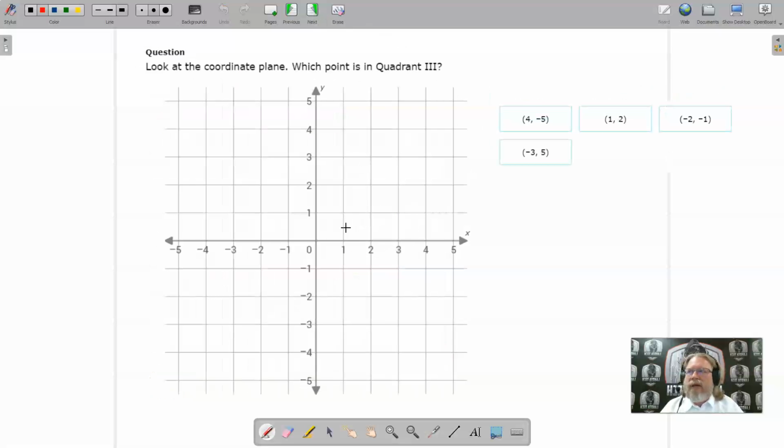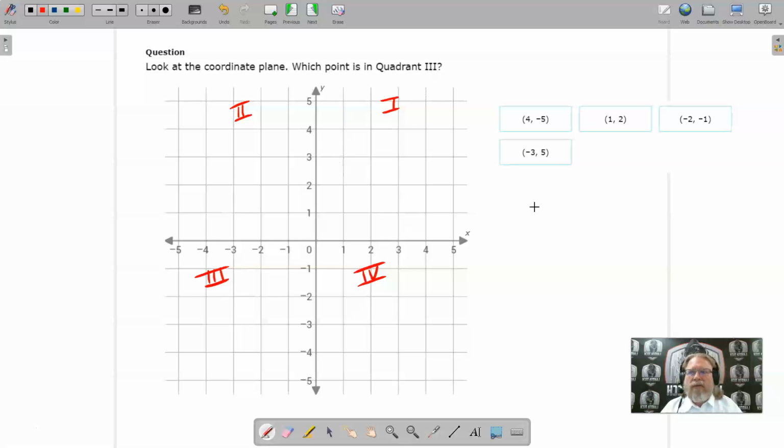Look at the coordinate plane. Which point is in Quadrant 3? So remember that we have Quadrant 1, Quadrant 2, Quadrant 3, and Quadrant 4. So those are our quadrants, starting in the upper right-hand corner and counting them going counterclockwise. Counter means opposite, so the opposite direction that a clock goes. So which point is in Quadrant 3?